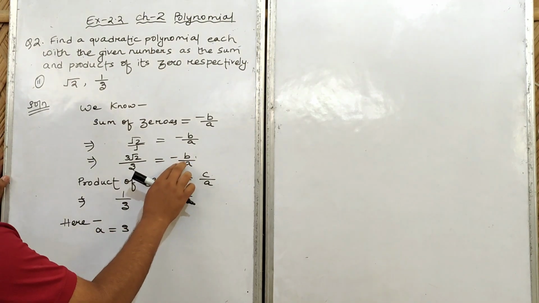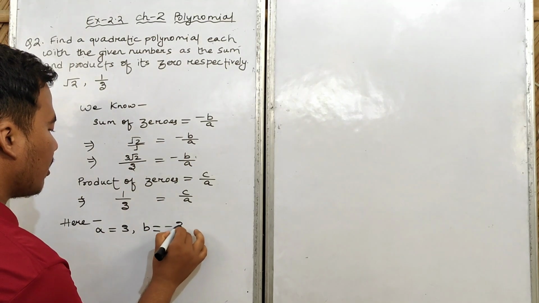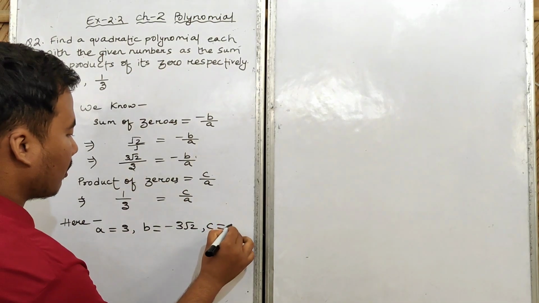b अभी हम लोग b कितना मिला? Since it is minus, you bring the minus sign this side, it will become -3√2. And c value only 1.